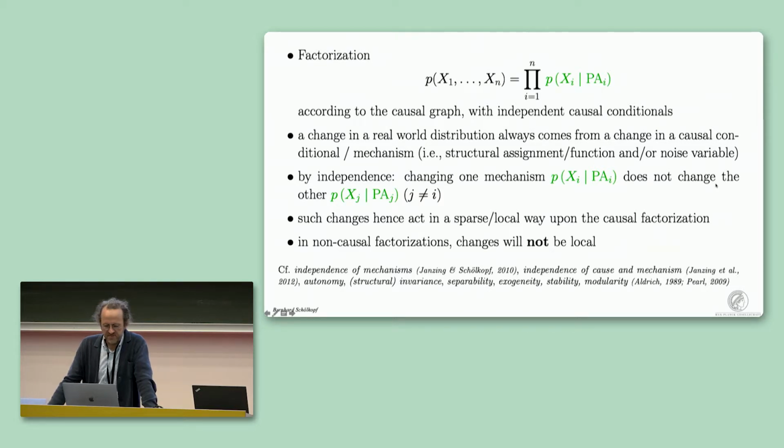So let's get back to this factorization. What does our independence now mean? A little bit more mathematically, but still intuitive, in this factorization. We said this is our favorite way of representing a joint distribution, in terms of the causal conditionals that generate and capture these dependencies. So we would then argue that a change in a real-world distribution must come from a change in at least one of the causal conditionals, if not many.